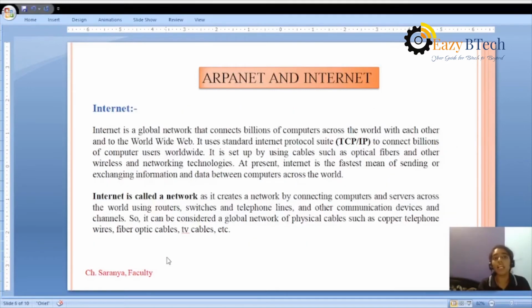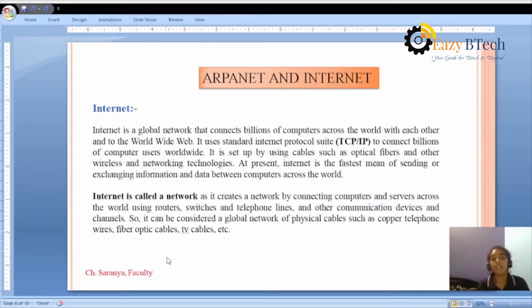Okay, let us get into the internet. The internet is a global network that connects billions of computers across the world with each other and to the World Wide Web, WWW. It uses the standard Internet Protocol suite, TCP/IP. From 1990 onwards, TCP/IP has been working on the internet to connect billions of computer users worldwide. It is set up using cables such as optical fibers and other wireless networking technologies.